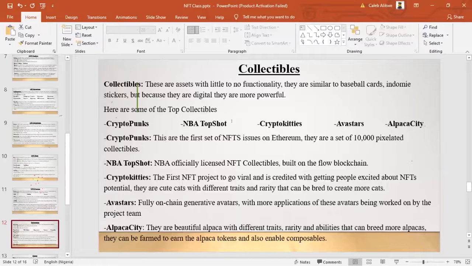A lot of us who got to know about NFTs, the first thing we got to know about was CryptoKitties. They were the first NFT project to go viral, and they're credited with getting people excited about NFTs. They are cute cards with different traits and rarities that can be bred to create more cards. Then Avastars. Avastars are fully on-chain generative avatars, with more applications of these avatars being worked on by the project team. If you were around in the last class on Google Meet, the profile picture representing me was an avatar that I bought for myself. Then Alpacadabraz, these are beautiful alpacas with different traits, rarity, and abilities. Alpacadabraz and CryptoKitties are a lot alike.